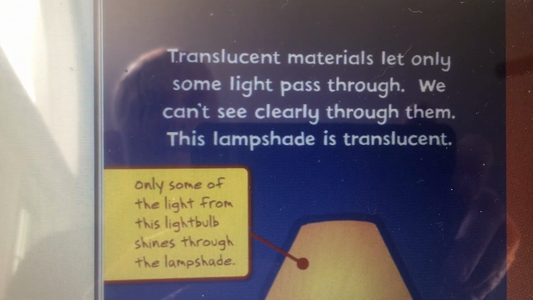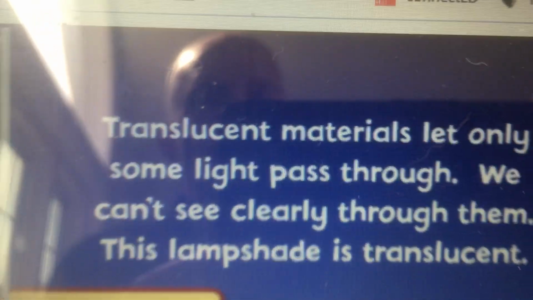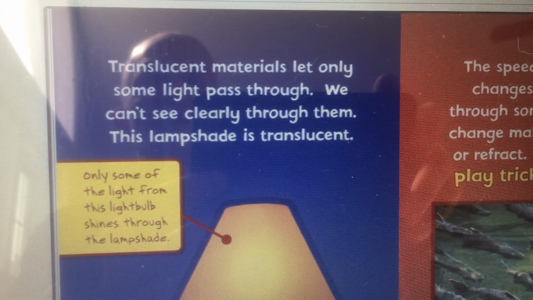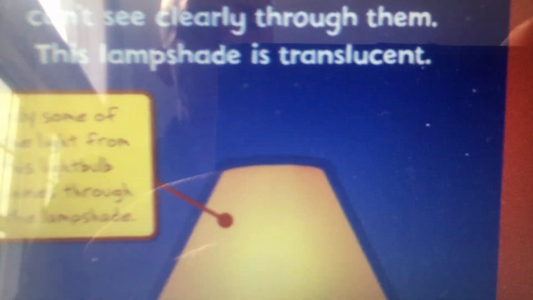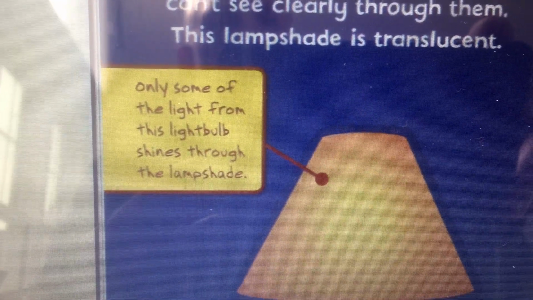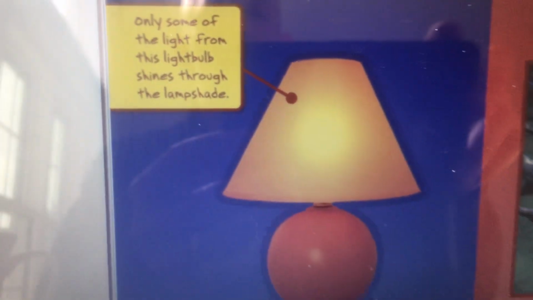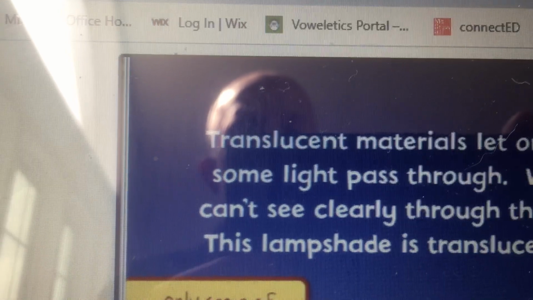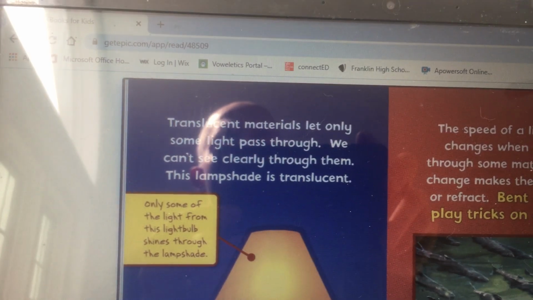Translucent materials only let some light pass through them. There's that word, translucent. We can't see clearly through them, but we can see some light through them. This lampshade is translucent. Can you say that word? Translucent. Only some of the light from this light bulb shines through the lampshade. So now another new science word, translucent, which is objects that let some of the light waves get through them, but not all, like a lampshade.